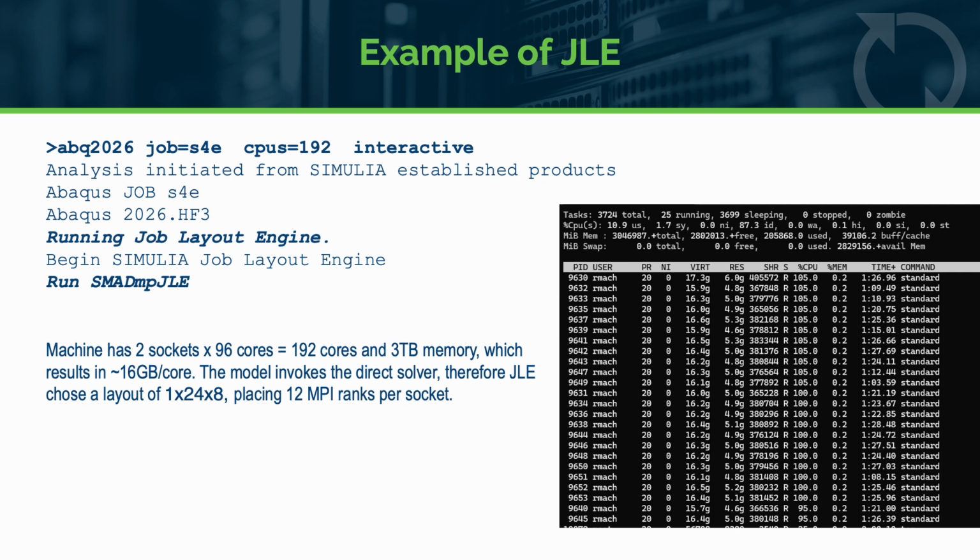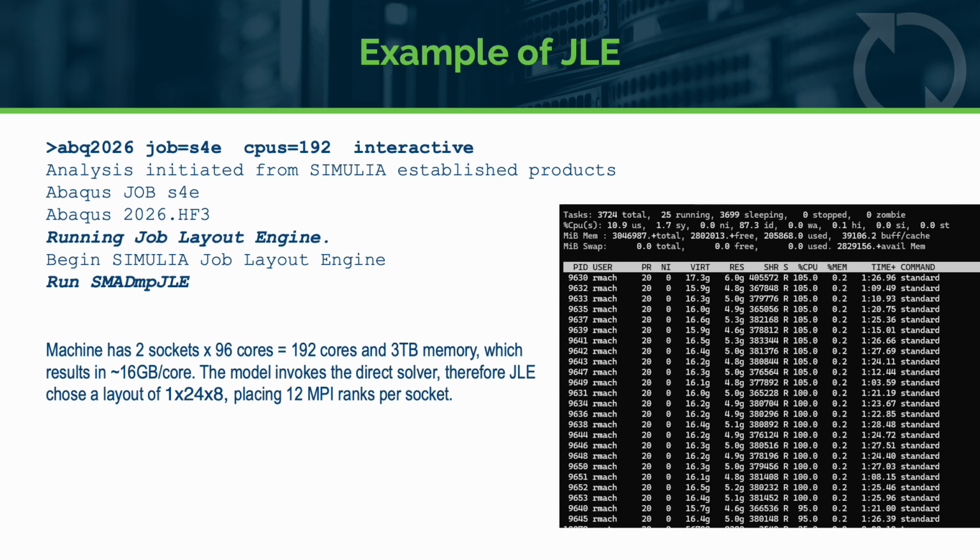Now, you don't have to do anything to use the JLE. When you run, and I'm showing an example here, you're going to see it say running job layout engine. You might have seen that without knowing what it was doing. Well, what it was doing is trying to optimize the MPI ranks and threads per rank in the background. So in this case, I ran a 192 core job on a 192 core machine with 2 CPU sockets, each with 96 cores, and 3 terabytes of memory, so I had 16 gigs per core, which is quite high.